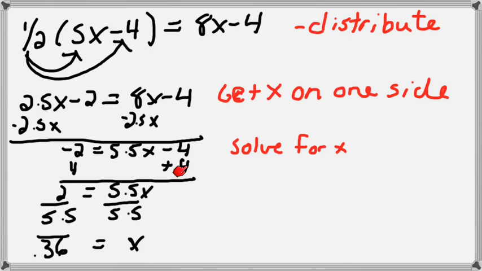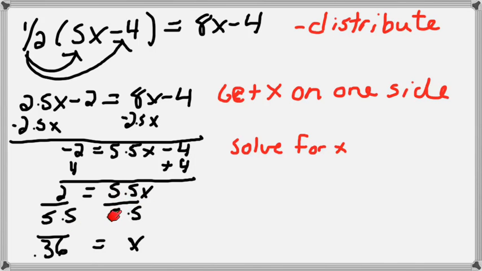This is 0, so all that I have left on the right hand side is 5.5x. And negative 2, remember I'm adding 4, negative 2 plus 4 is 2. Now I have the equation 2 equals 5.5x. I still don't have the x by itself because now it's being multiplied by 5.5. The opposite of multiplying by 5.5 is to divide by 5.5. So I'm going to divide on both sides by 5.5 so that I can get the x by itself.